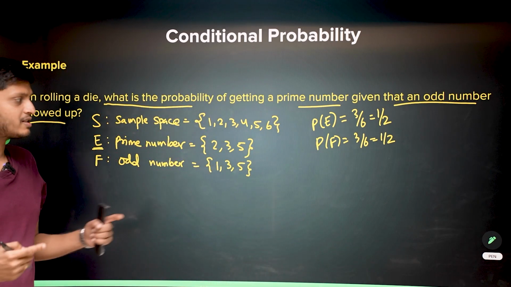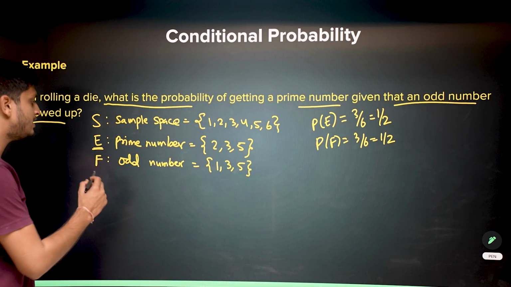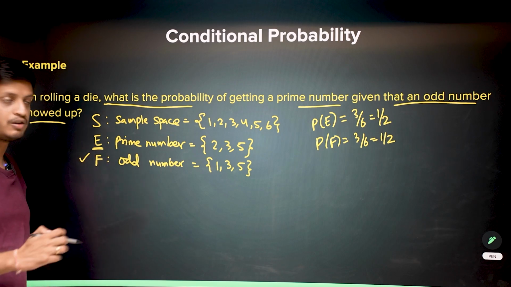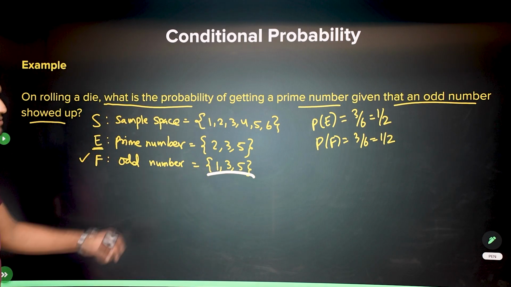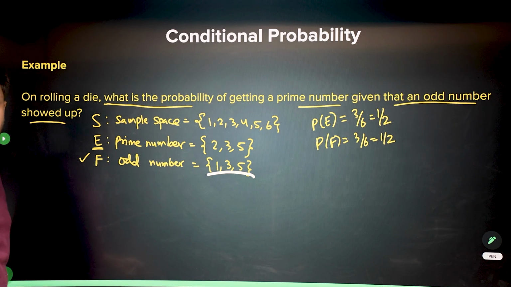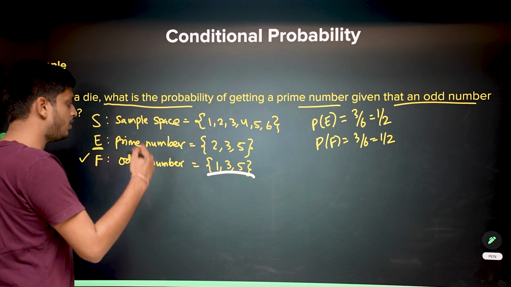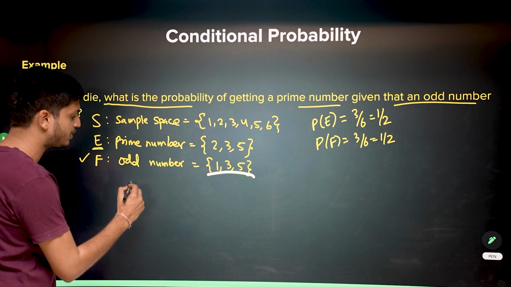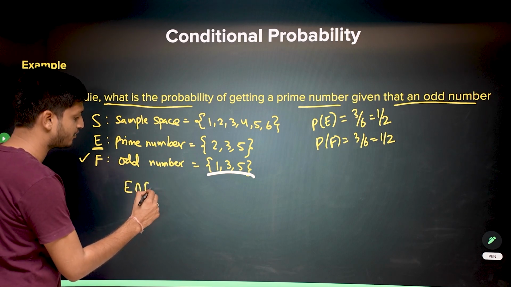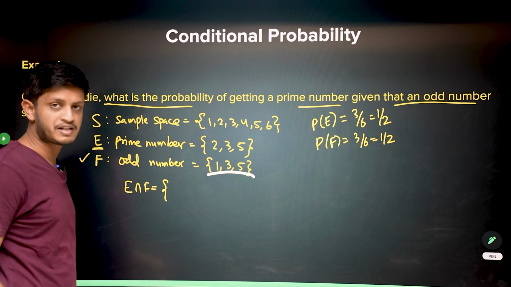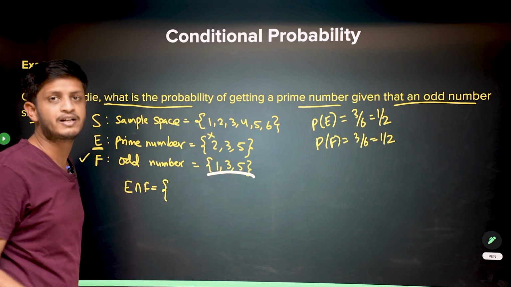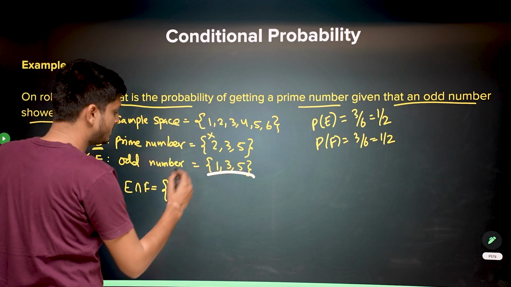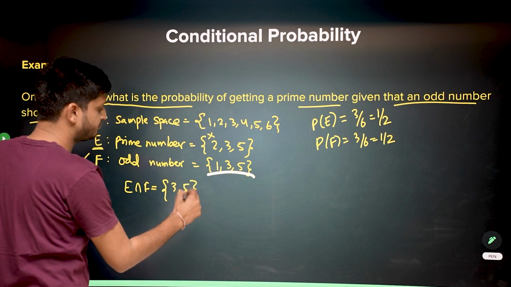Now, but they have changed the question. They have said that, given that an odd number showed up, this becomes our universe. Now this becomes our sample set. So what we want now, given that F has happened, is the probability of E. Firstly, we will calculate E intersection F. Since F has already happened, 2 is of no matter. You will never get a 2. Since an odd number showed up, only 3 and 5 might come up.